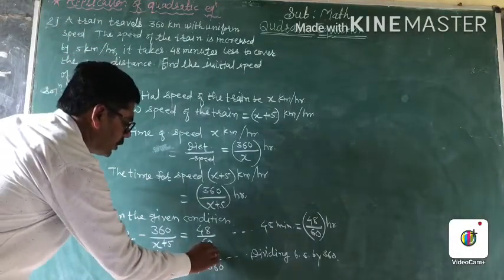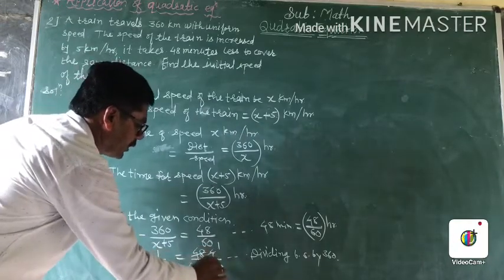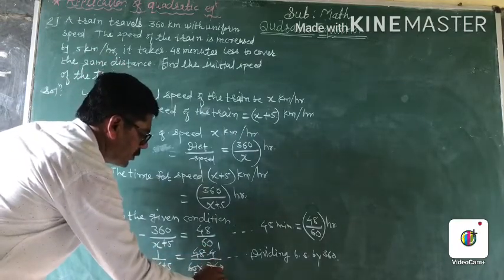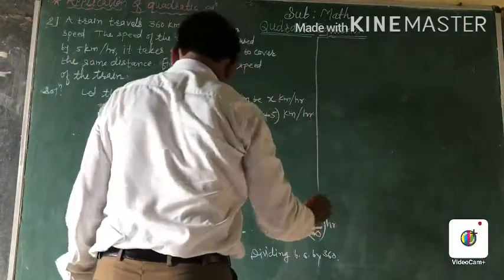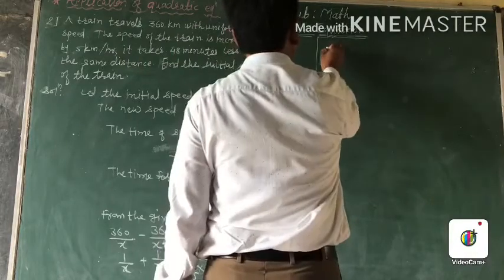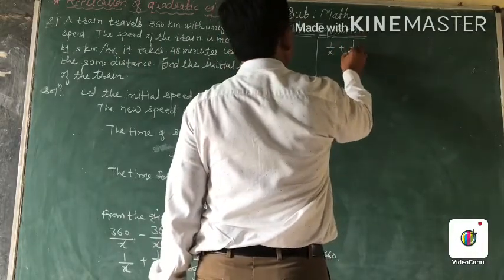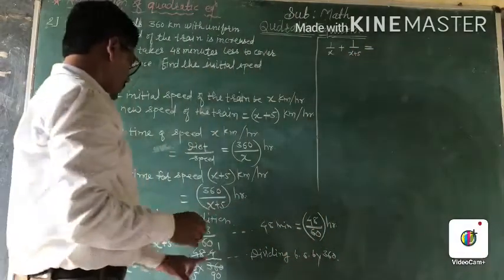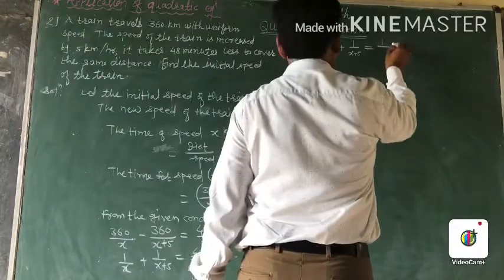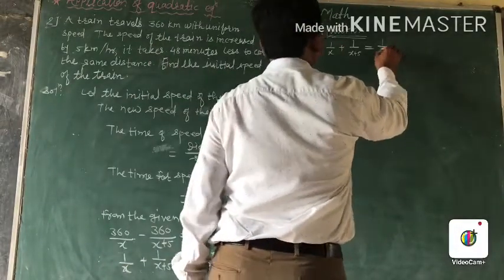4 twelves are 48, 12 fives are 60, 4 ones are 4, 4 nines are 36, 4 zeros are 0. Here is the equation. You get 1 upon x minus 1 upon x plus 5 is equal to 1 divided by 400.